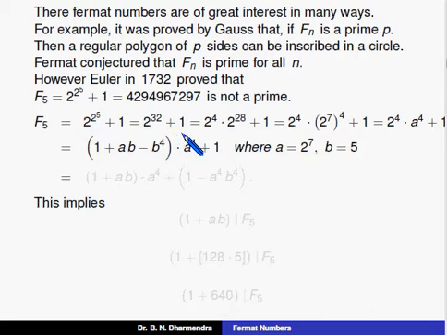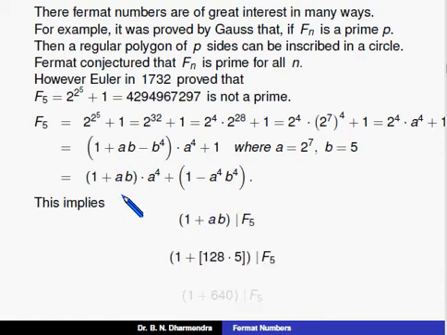And also we can multiply a to the power of 4, and with some simple manipulation it can be rewritten as 1 plus a into b into a to the power of 4 when I multiply here, and the remaining term is 1 minus, when I multiply these two terms, minus a to the power of 4 into b to the power of 4, which implies definitely that 1 plus ab divides F5. And what is the value of a into b?